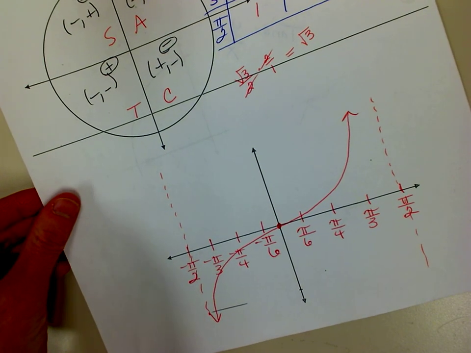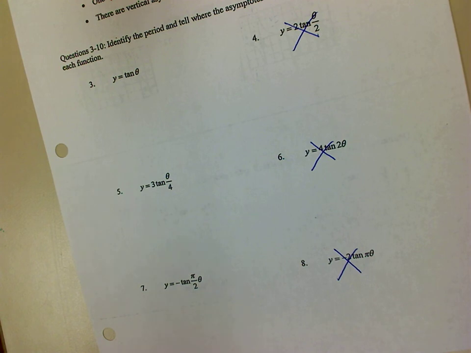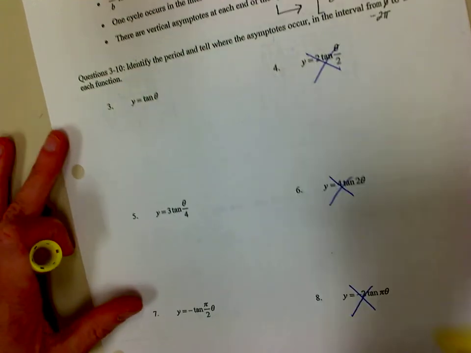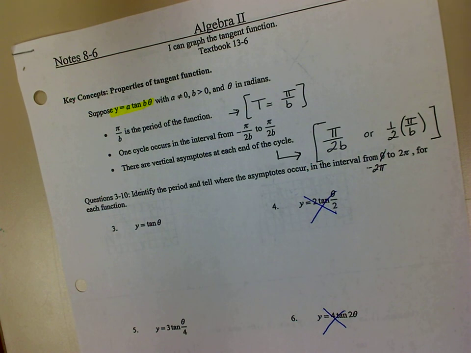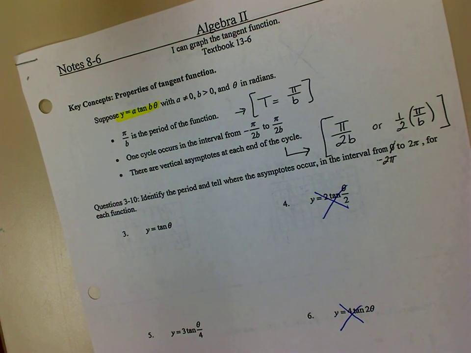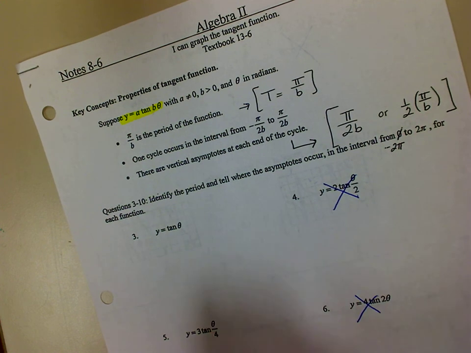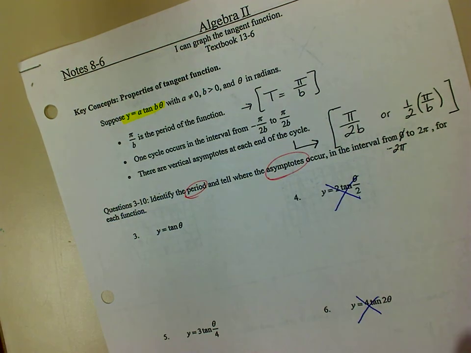Okay, let's go on to the next page. And I have some questions crossed off. I crossed off 4, 6, and 8. So we are going to write an equation for tangent. It's just like sine and cosine. However, when you find b, it's a little different. But we'll talk about that in a second. Or not when I find b, when I find the period, sorry. Okay, so I need to identify the period and then tell where the asymptotes occur.